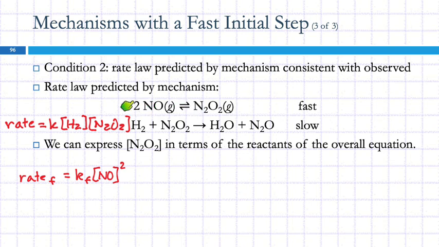We're looking at this first fast step. The forward rate is going to be related to twice the NO concentration. We can also write a rate law for the reverse reaction. So the rate for the reverse reaction will equal a different rate constant times the concentration of the reactant for the reverse reaction, right? So this is going to be this going to that.